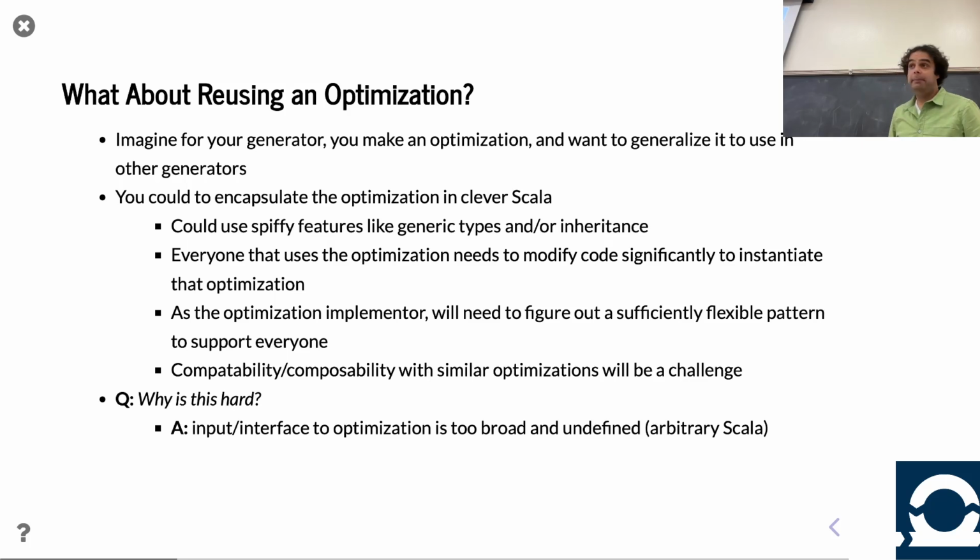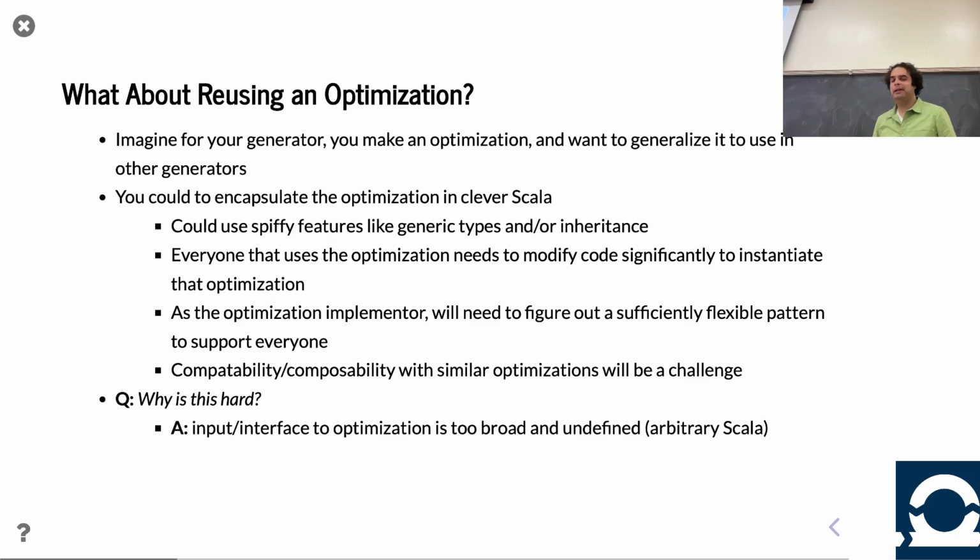For example, compatibility, composability, right? Like what happens if you have your specific optimization and someone else wants to have two optimizations in their generator, right? We can't do multiple inheritance. You can inherit multiple traits, right? But you can start to see how it starts to kind of break down. You kind of need to have your optimization somehow be aware of other optimizations. That's going to be hard.